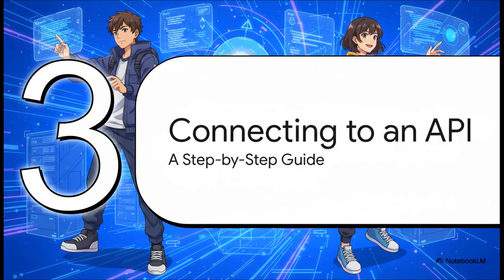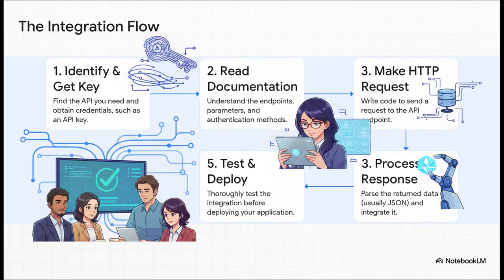Okay, we've got the theory down. Now, in Section 3, let's get our hands dirty, connecting to an API in practice. The process is pretty systematic. First, you find the API you need and get your credentials, usually an API key. Then, you have to read the documentation. That's non-negotiable. After that, you write the code to make the request, process the response you get back, and finally, test everything before you deploy.